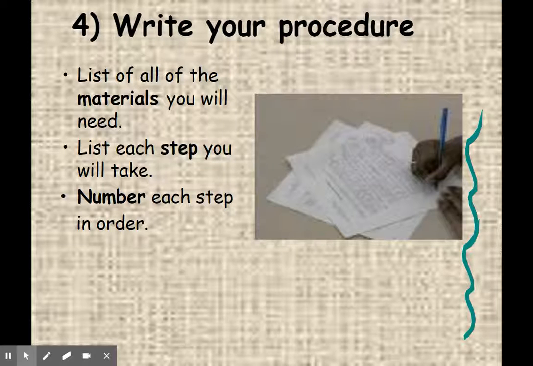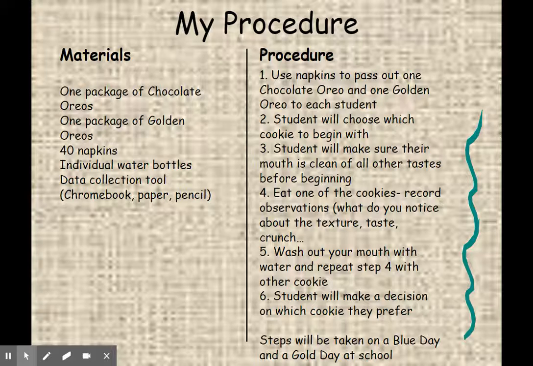So now we would have to write out a procedure. This is where we will list all of the materials we need. We'll make a step-by-step list of the steps we're going to take, and we will make sure we have them in order so that we know exactly what we're going to do. So here's what I've done for our Oreo experiment.